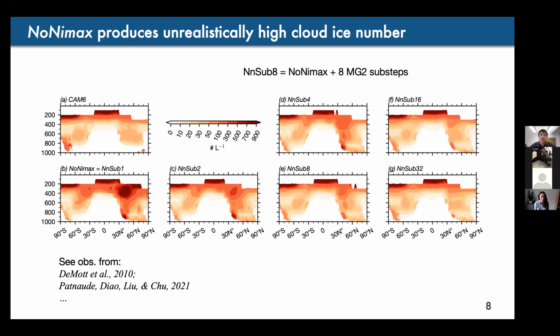This is done by increasing the substep number. So here I increase the substep number all the way from 2 to 32. And you see that as the substep number increases, we see this reduction in the simulated cloud ice number. And after a substep number of 8 to 16, we see this converging in the solution.